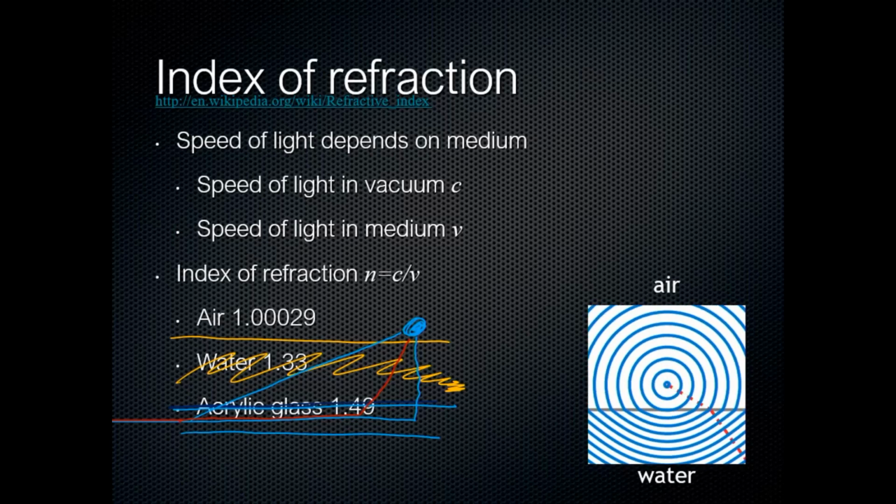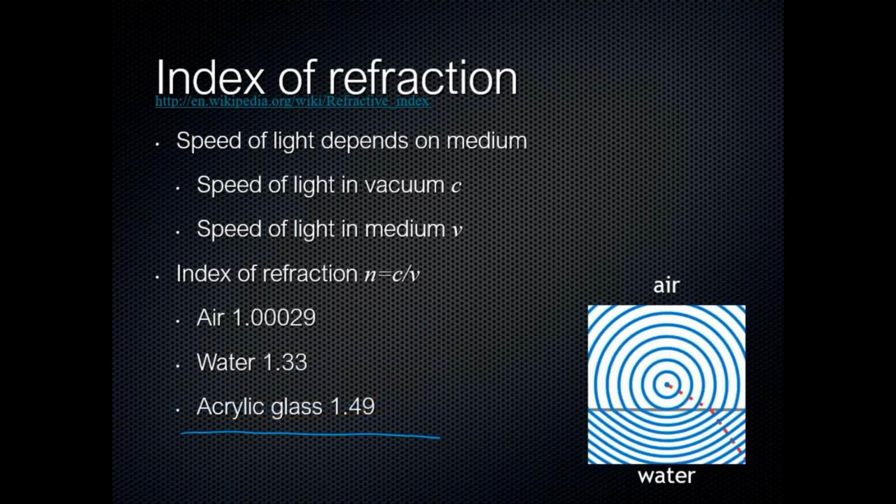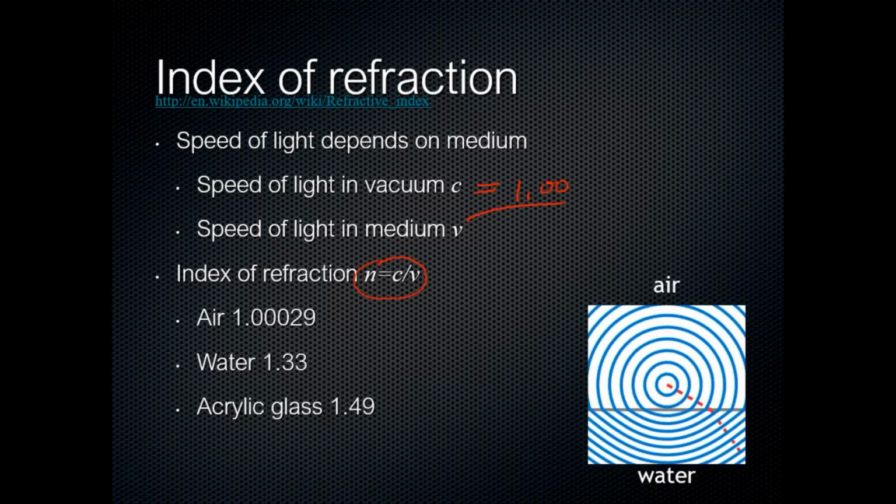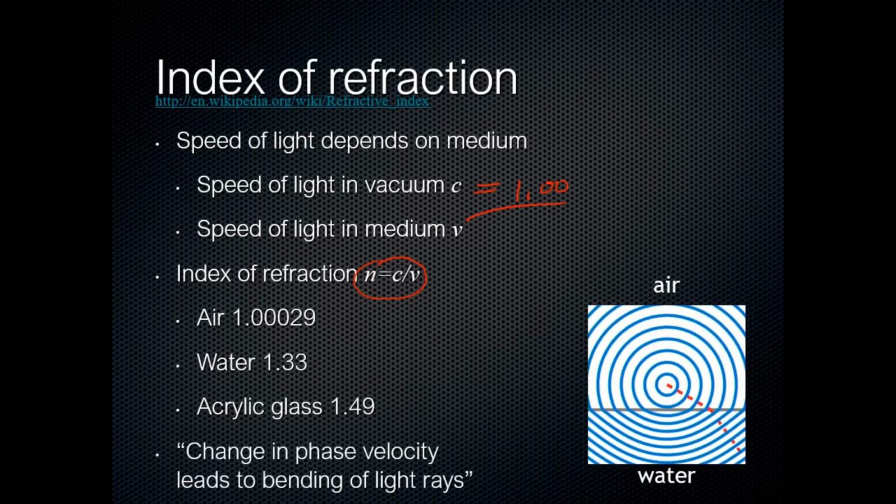All right, so I messed this up, but let's do this. Let's clear some of the stuff here. So here are some indices of refraction where vacuum is equal to 1, rather, 1.00. And so these are ratios. Diamond is around 1.5. So the index of refraction is basically the speed of light in the medium divided by the speed of light in the vacuum. Change in phase velocity leads to bending of light.